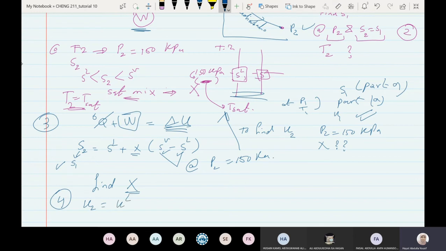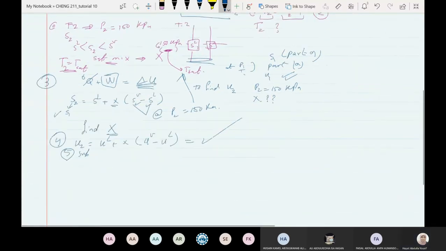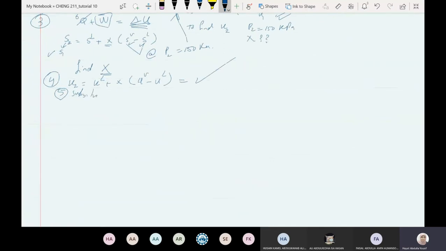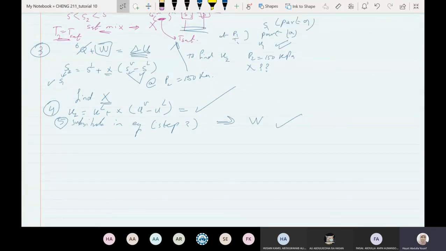U2 is equal to U liquid plus X times U vapor minus U liquid, and with direct substitution, you can get U2. Done. Step number 5, then substitute in the equation in step number 3, and this will allow you to get W. So this is the procedure. You have to make sure that you can substitute and solve.